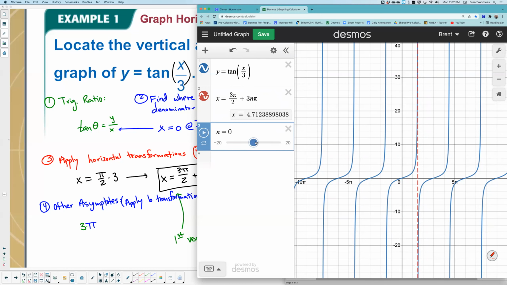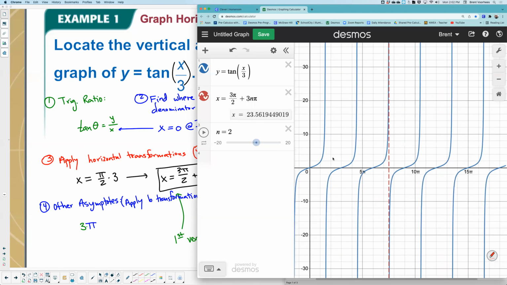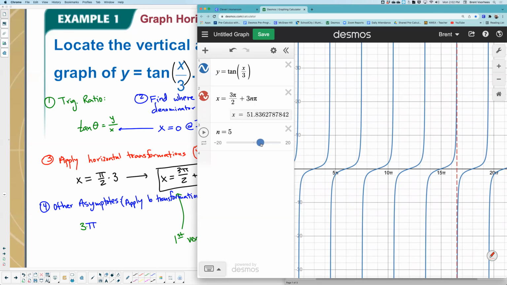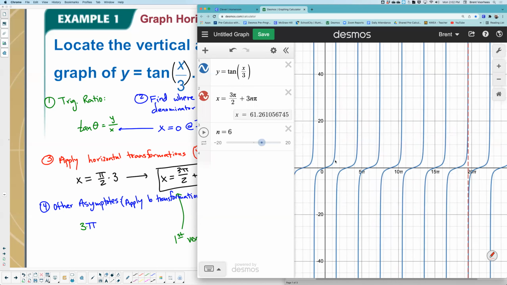So watch what happens as I change my n. You see where the asymptote is right now? I'm going to change n to 1. What just happened to my asymptote? It moved 1 to the right. What if I change it to 2? What do you think it's going to do next? It's going to show you my next asymptote. And 3 would be here. There's 4, 5, 6. You see how it's showing you all these asymptotes going out? And it would be the same for the negatives.